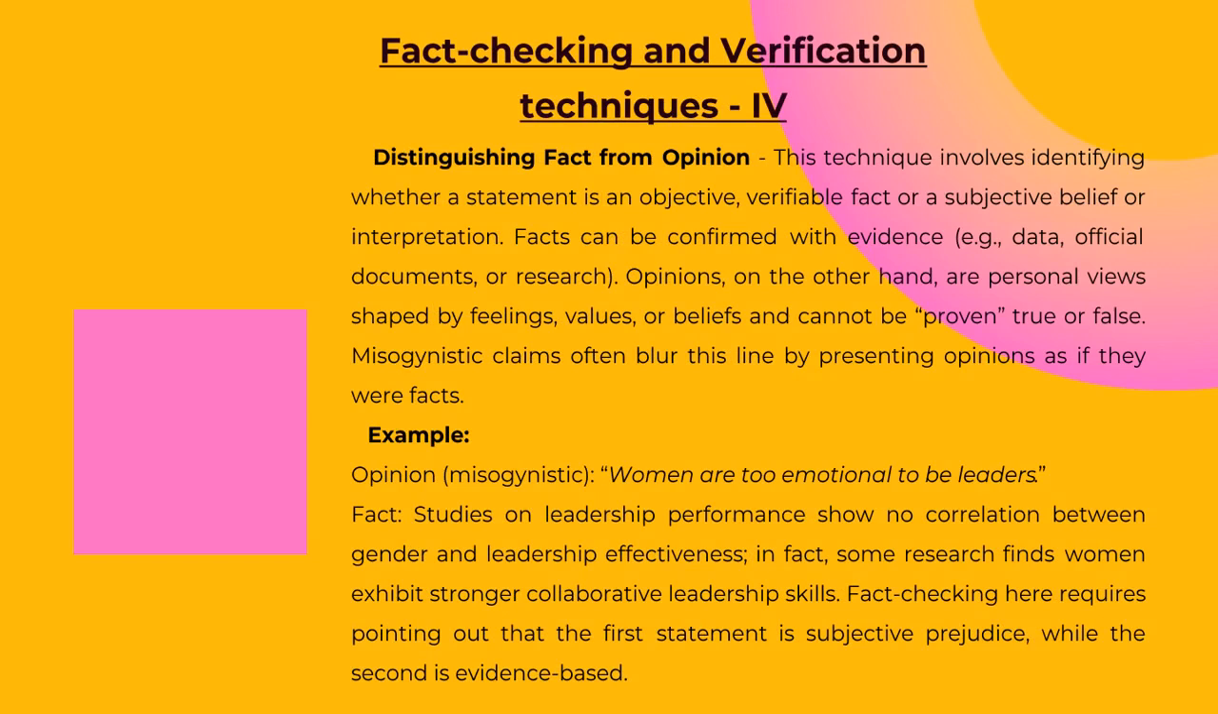Distinguishing fact from opinion is a technique that involves identifying whether a statement is an objective, verifiable fact. Opinions, on the other hand, are personal views shaped by feelings, values, or beliefs and cannot be proven true or false. Read the example and notice the difference.